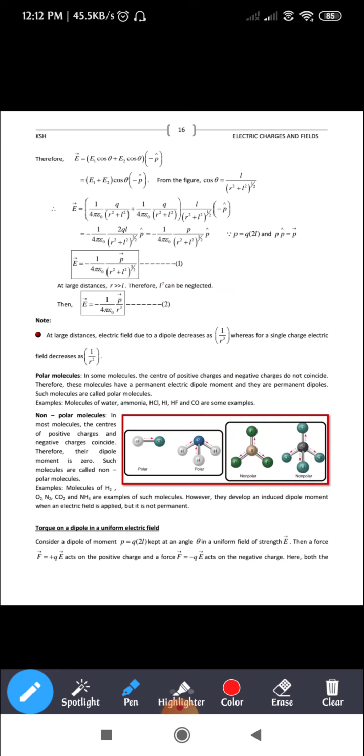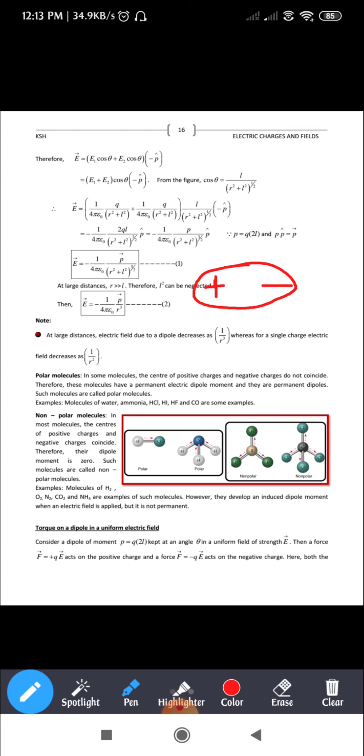Once again I'm going to repeat. In a molecule you have two charges, a positive charge and a negative charge. In the case of polar molecules, the positive and negative charges are separated by a small distance. We have studied the electric dipole: two equal and opposite charges separated by a small distance. It is the same here. You have two charges, one positive and one negative, separated by a small distance, and hence we call these molecules polar molecules, and they have a permanent electric dipole moment.